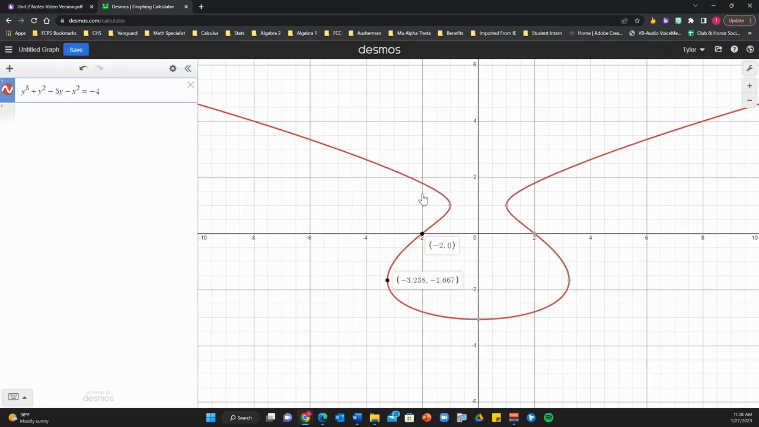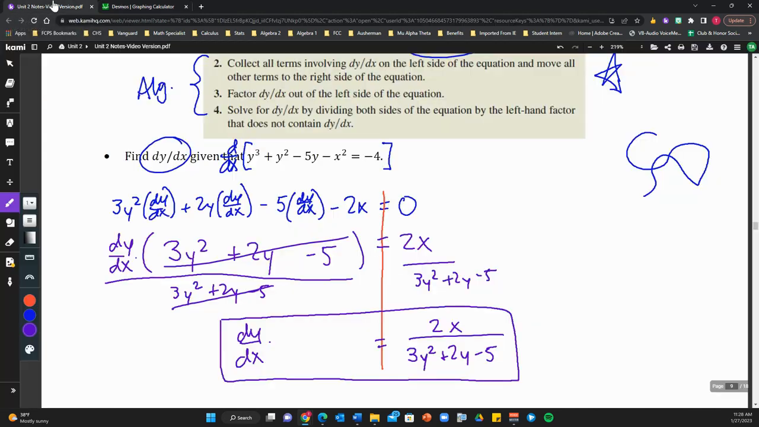But if I wanted to do that for this guy, I'd actually have to know both the x and the y coordinates. So I've got a couple points highlighted here, but that one's got some ugly decimals. Let's say I wanted to use this one. This one's a pretty simple one. So if I wanted to know the slope of the tangent line to that curve at that point, I would have to use negative 2, 0 in here.